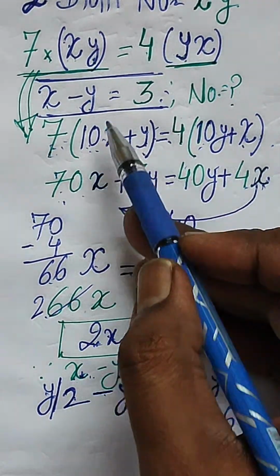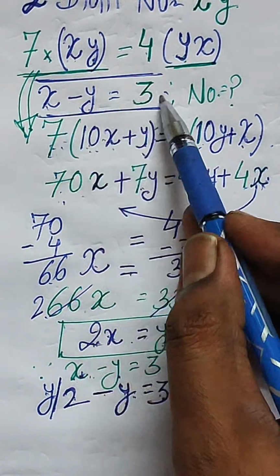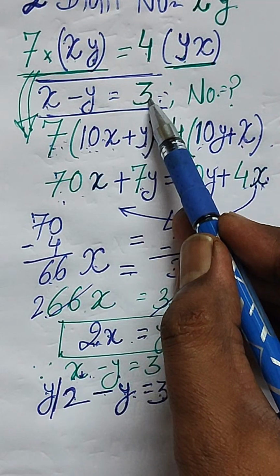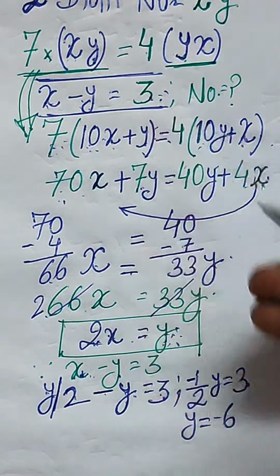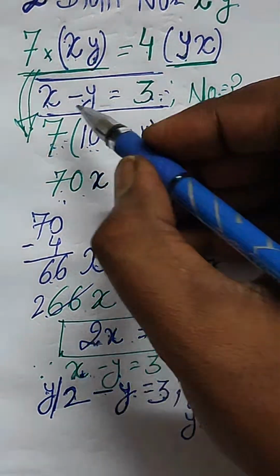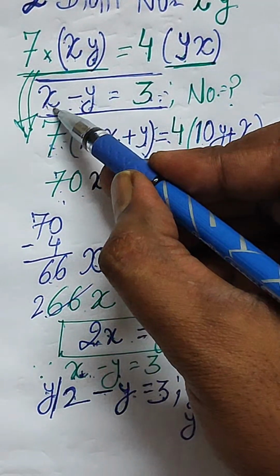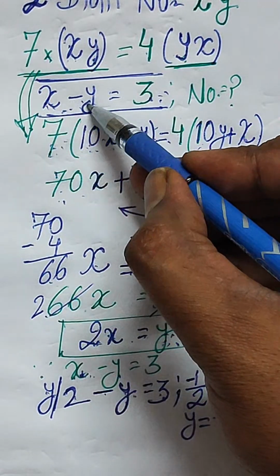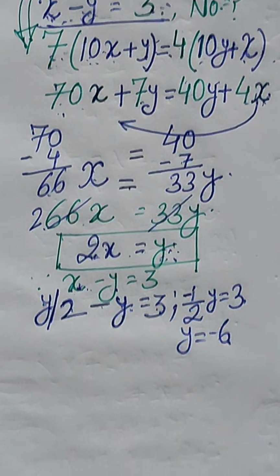But it is also given that the difference between the numbers obtained by reversing the digits was 3. So we considered x minus y equal to 3. With this we get the value of y as negative, right? So this will not happen. So just take the reverse of this. Not x minus y, take y minus x, right?